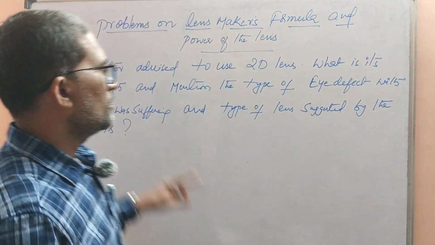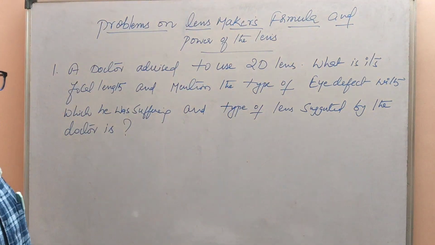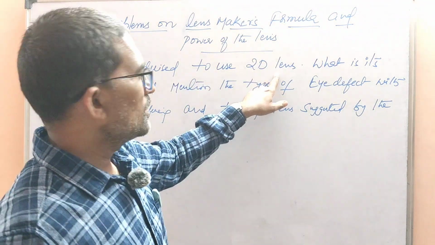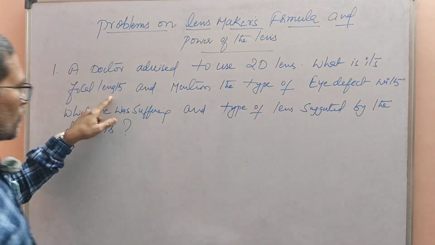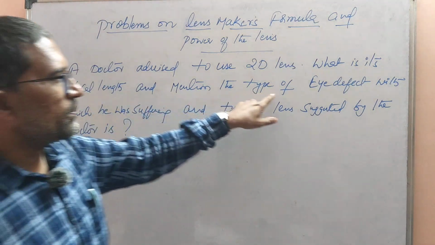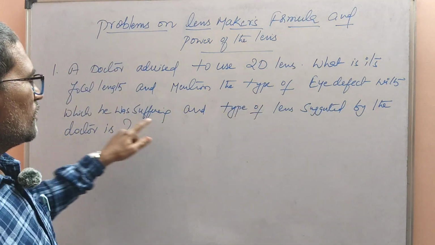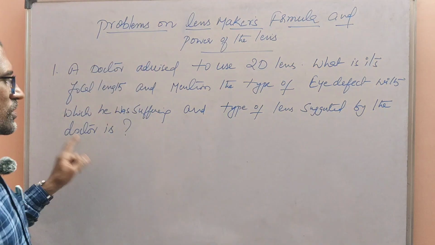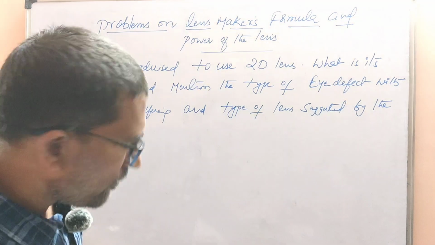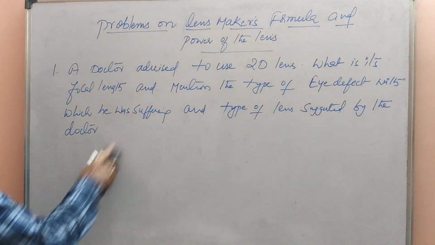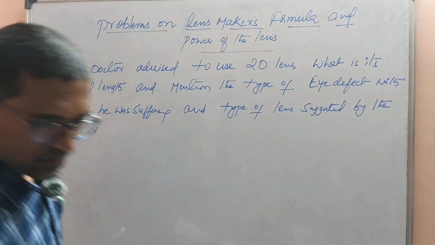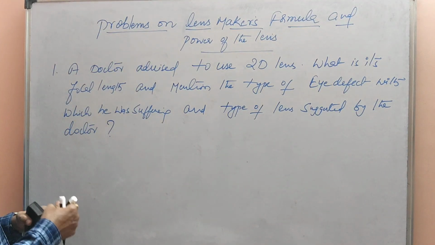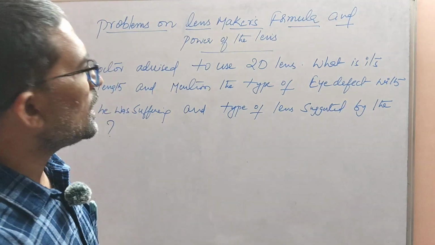Let us do another problem based on power of the lens. A doctor advised to use a 2D lens. What is its focal length? And mention the type of eye defect with which he was suffering and the type of lens suggested by the doctor. What type of lens did he suggest? So we have to first find out the focal length.